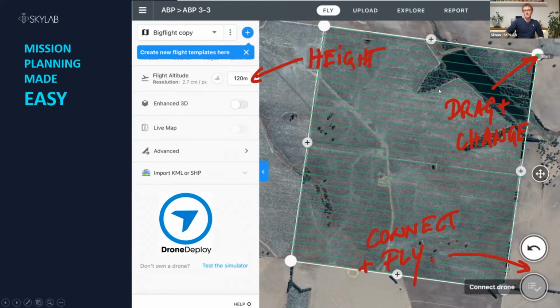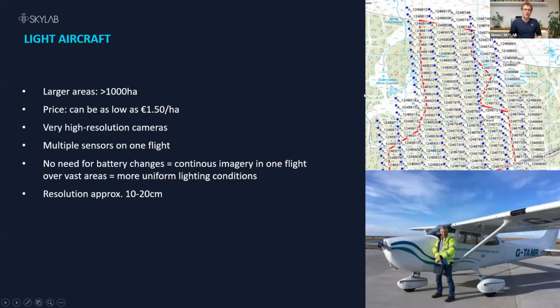So that's really easy. But of course, if you want to map larger areas, you have to consider a lightweight aircraft. More than 1,000 hectares could be beneficial for a light craft aircraft, because the costs are actually quite low the larger your area is. And it has a really high resolution camera. With that, you get a ground sampling distance of 10 to 20 centimeters. If you want to map your forest, this could be enough, and it should also be enough for 3D modeling.